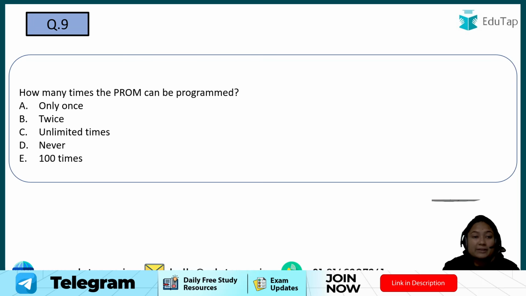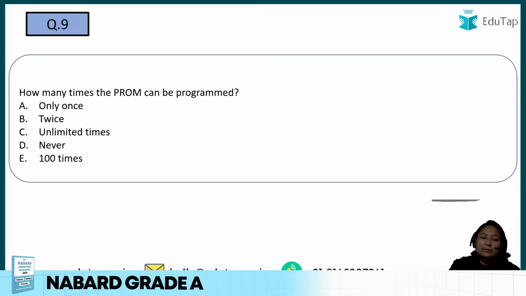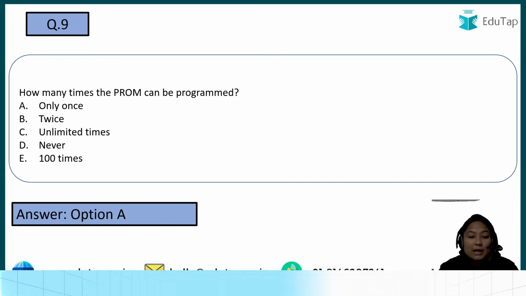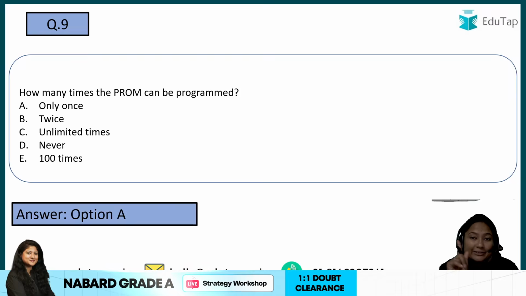Okay. Then, how many times can PROMs be programmed? Only once, only twice, unlimited times, never, or 100 times. So the correct answer here will be only once. Programmable ROMs can be programmed only once.